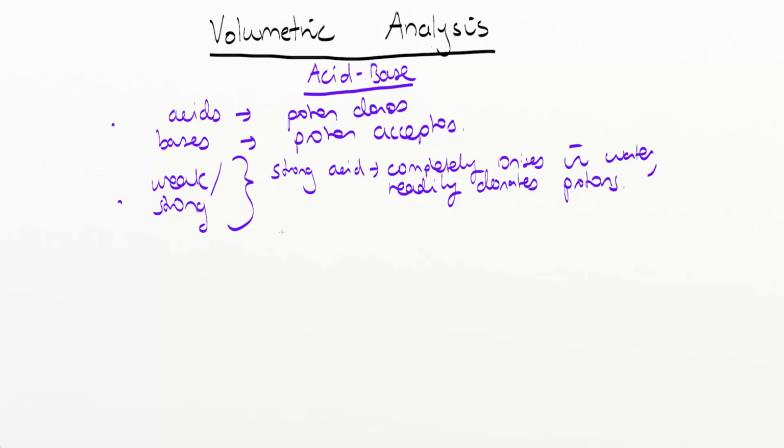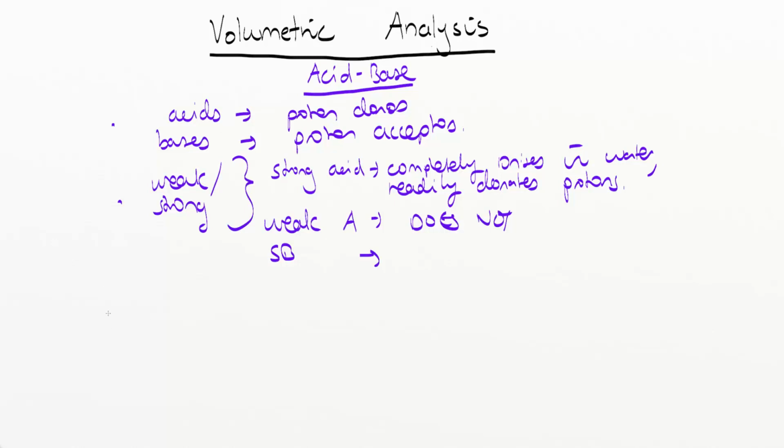A weak acid is something that does not completely ionize in water and does not readily donate protons. A strong base is a base that completely ionizes in water and readily accepts protons, whereas a weak base is something that does not completely ionize in water and does not readily accept protons. So this is the definition of weak and strong.